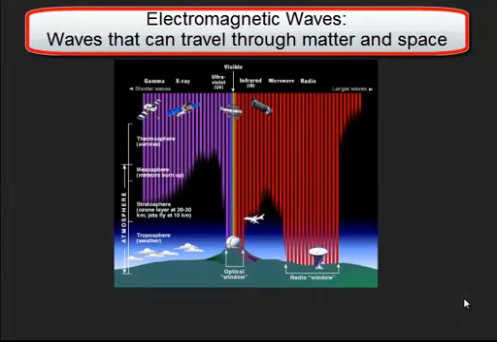Let's start by defining electromagnetic waves. Electromagnetic waves are waves that can travel through matter and space. So there are electromagnetic waves all around us currently. Our atmosphere filters out some of the electromagnetic waves that travel through space, but ultimately we use all the different types of electromagnetic waves that we will look at next.